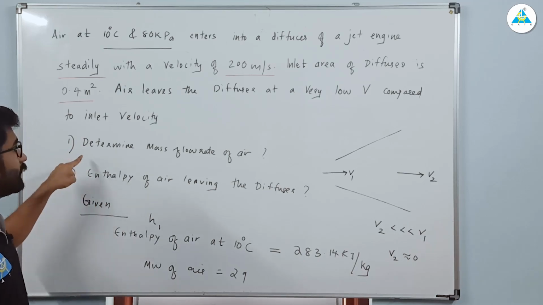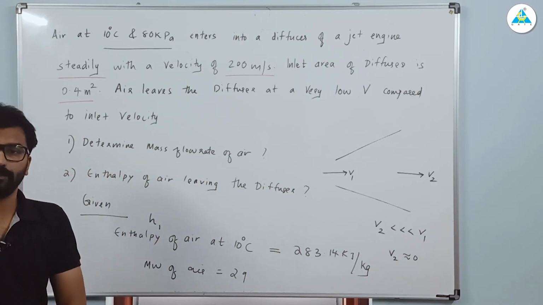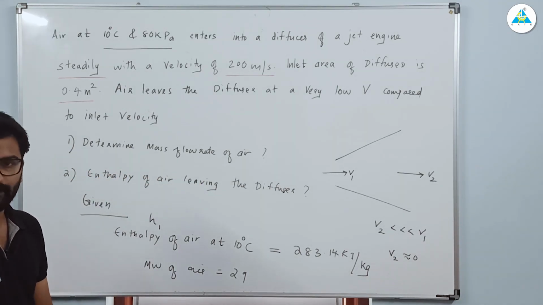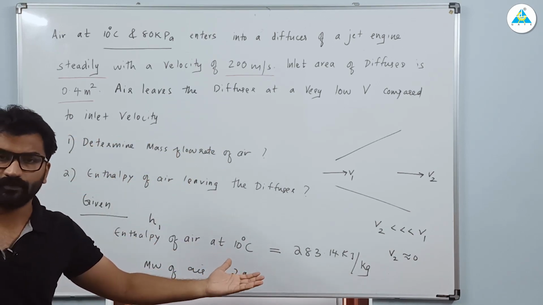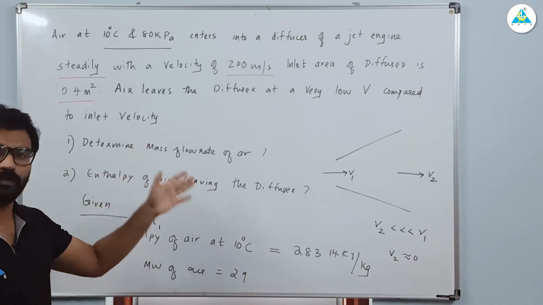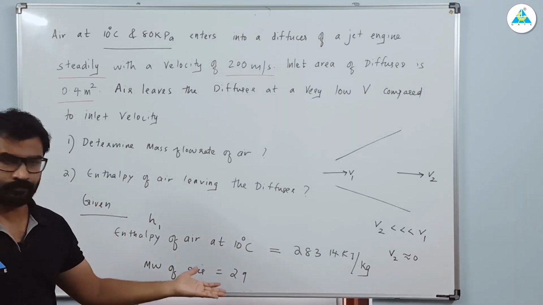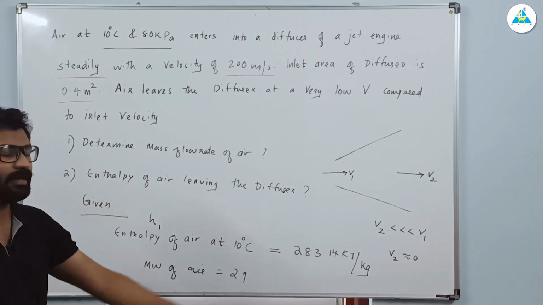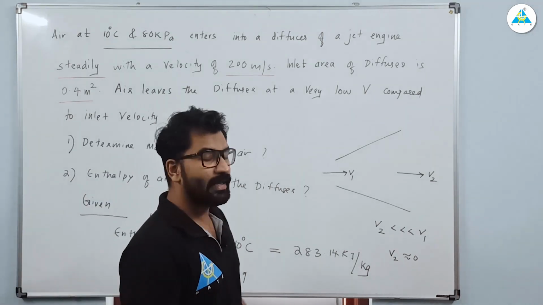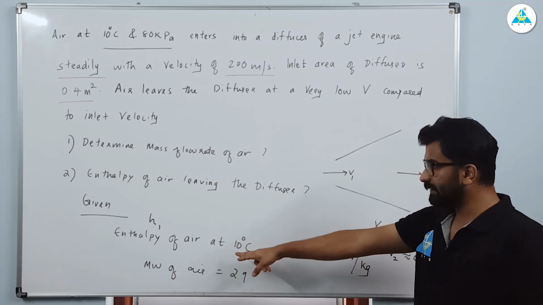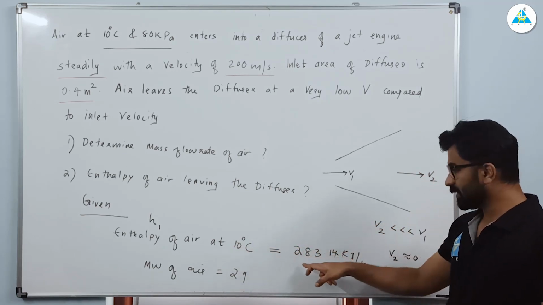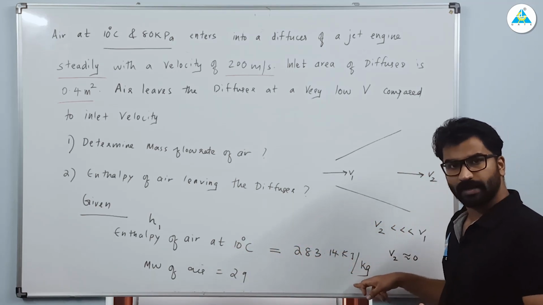So the first question is: determine the mass flow rate of air. What will be the equation for finding mass flow rate of air? Density into area into velocity. Calculate. Now the second question is the enthalpy of air leaving the diffuser. For that they have given the enthalpy of air at 10 degrees Celsius as 283.14 kilojoule per kg.